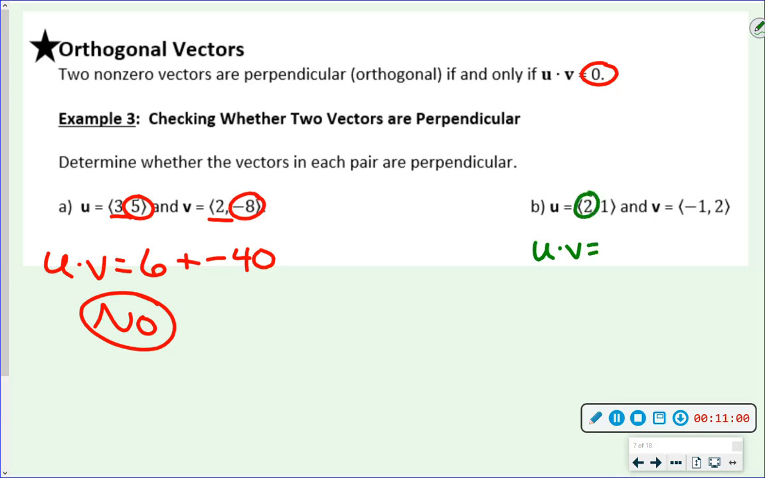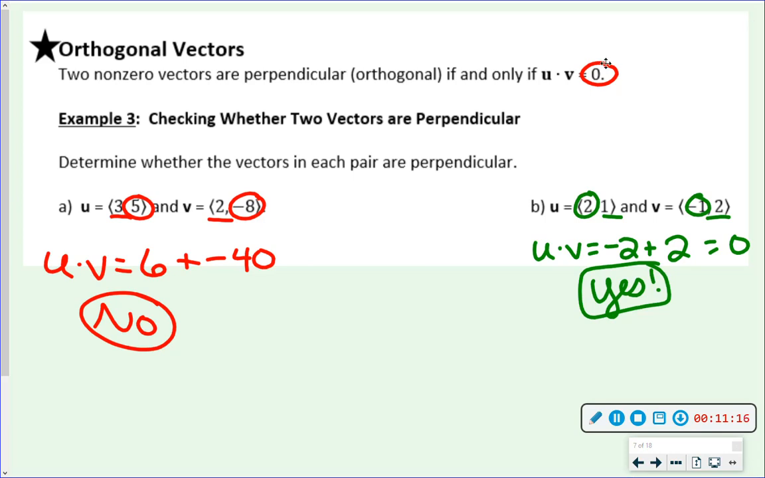Okay, 2 times -1, 1 times 2. How's this one looking? Yeah, we got 0. So yes, they are perpendicular or orthogonal. And just like that, page 2, done. Not even halfway. But come on, come on.